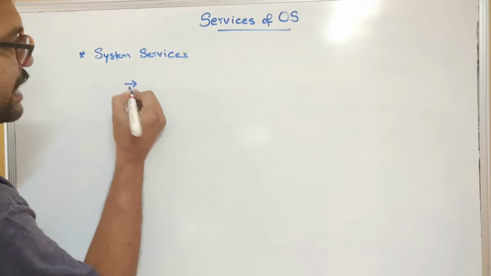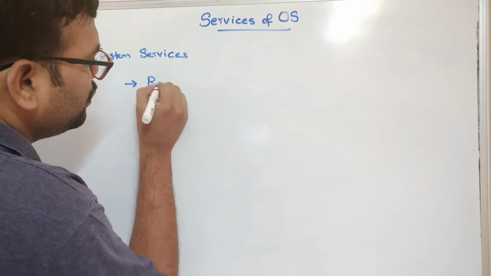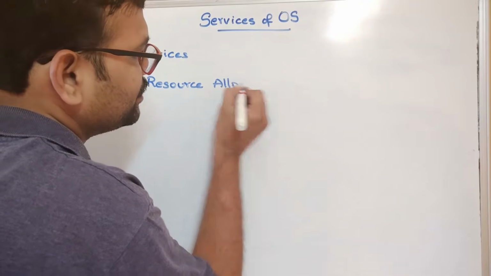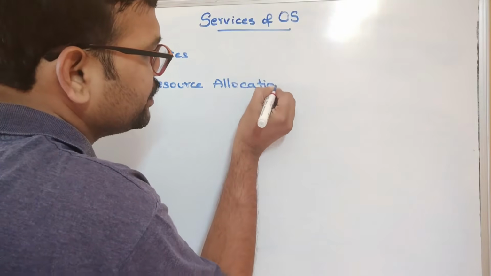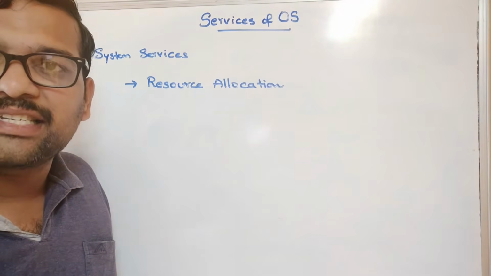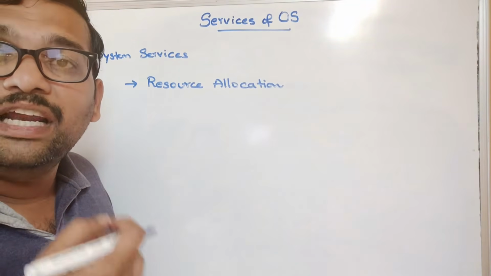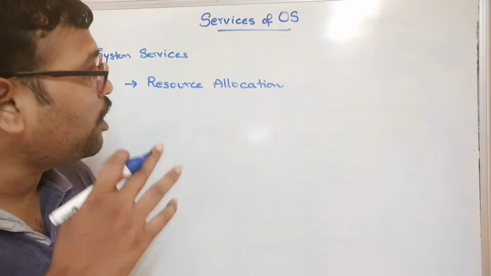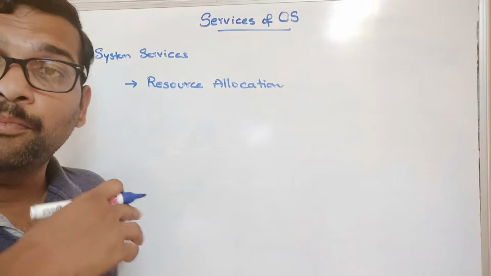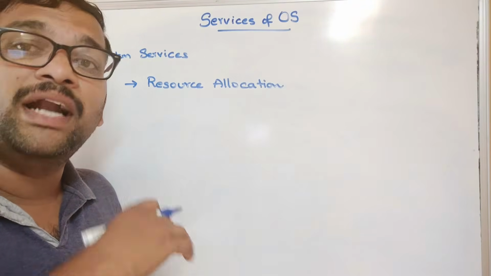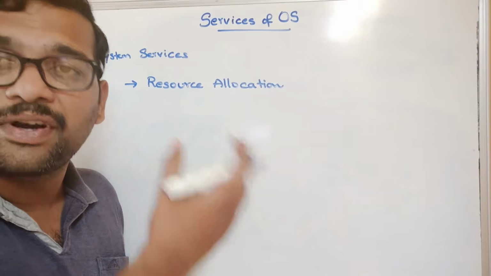So the first one is resource allocation. That means if a program or a process is being executed, it may require a lot of resources. Similarly, in our operating system, more than one process can be executed at a time, and multiple resources should be allocated to different processes.